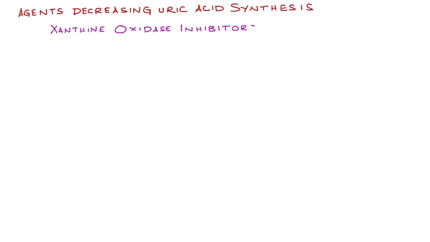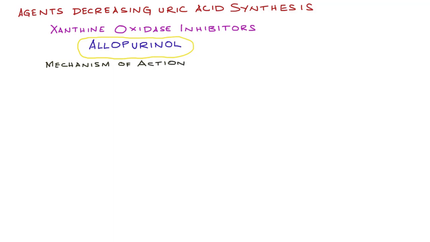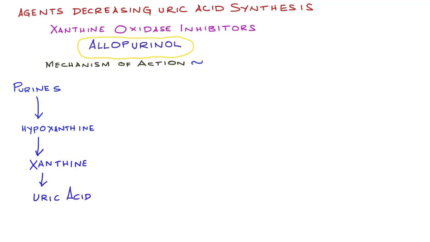Now, considering the agents that decrease uric acid synthesis in the body, they are primarily xanthine oxidase inhibitors. Examples of such drugs are allopurinol and febuxostat. Regarding the mechanism of action of allopurinol, let's again go back first to the synthesis of uric acid. Purines in our body are first metabolized into hypoxanthine, and this hypoxanthine, under the influence of the enzyme xanthine oxidase, is converted into xanthine. Xanthine is again acted upon by the same xanthine oxidase enzyme into the final metabolite uric acid in human body.